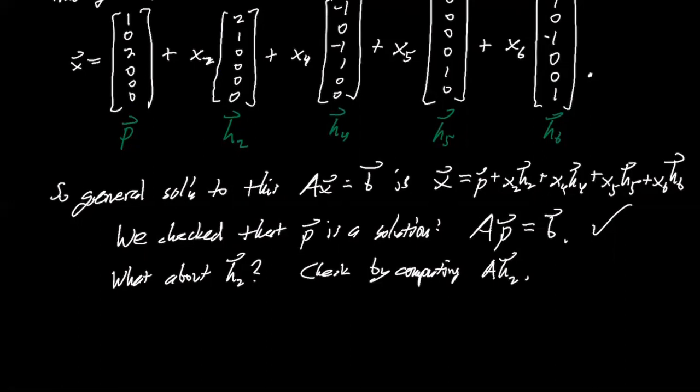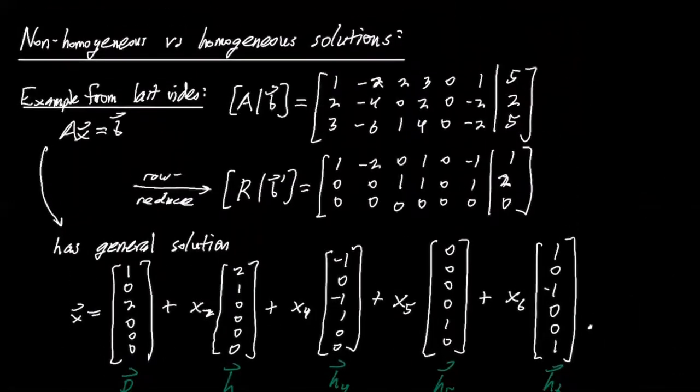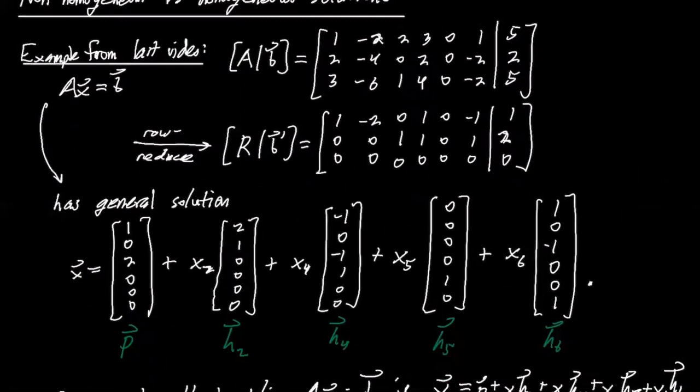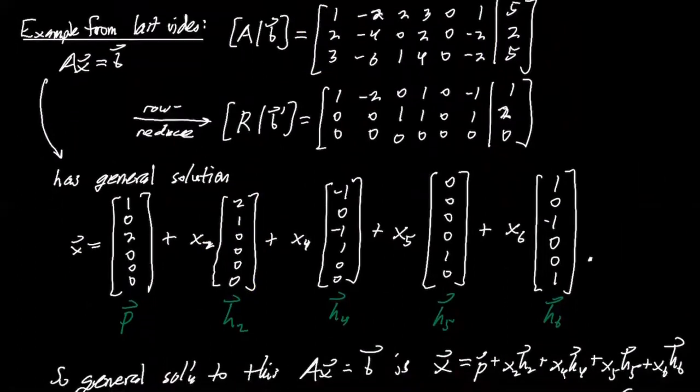Let's just take the third equation again, this one, and plug in. You could actually do it. I would say pause the video and actually multiply this matrix A times this vector H2 and see what you get. It's good practice. I would pause it right now and do that.